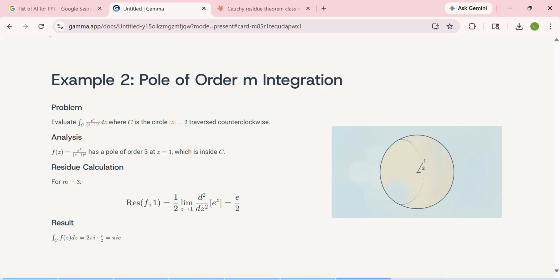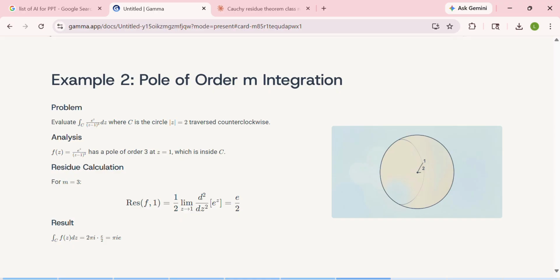Pole of order m. So this is an example for applying Cauchy residue theorem where the singular point is repeated more than one time. So see this, we need to evaluate this. Put the denominator equal to 0, we will get z equal to 1. That z equal to 1 is repeated 3 times, so it is a pole of order 3, otherwise called a triple pole. So we need to find the residue for the triple pole.